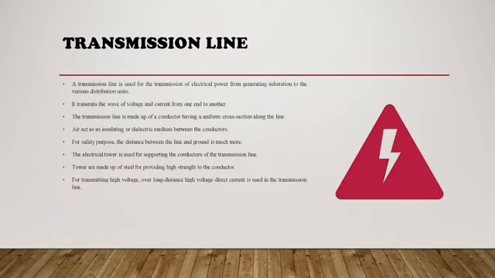A transmission line is used for the transmission of electrical power from the generating substation to the various distribution units. It transmits the wave of voltage and current from one end to another. The transmission line is made up of a conductor having a uniform cross-section along the line. For safety purposes, the distance between the line and ground is much greater. The electrical tower is used for supporting the conductors of the transmission line. Towers are made of steel to provide high strength to the conductor.